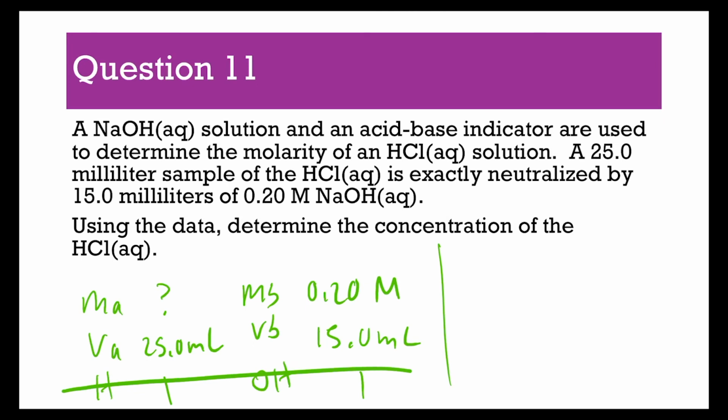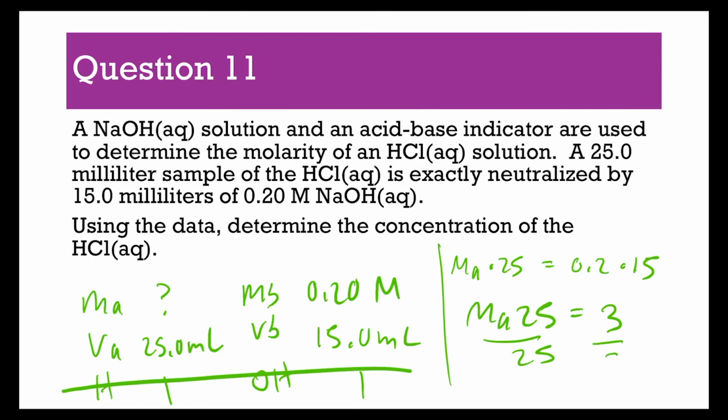If we plug stuff in, MA times 25 equals 0.2 times 15. When we do some math, you get MA times 25 equals 3. Divide both sides by 25. The molarity of your acid is 0.12 M. That is it for this question.